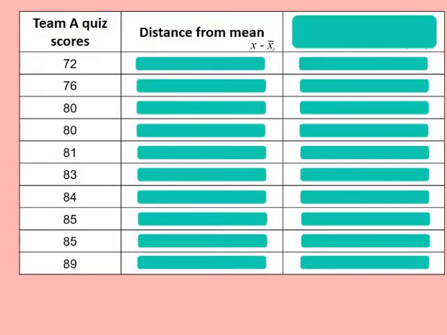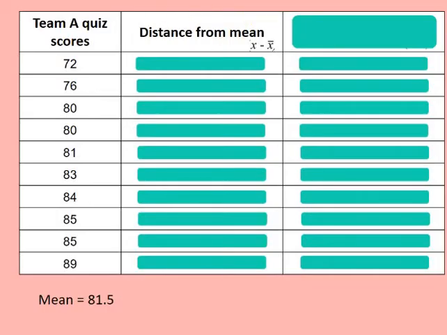To calculate a mean, you would add all of these numbers up, so 72 plus 76 plus 80, and so on and so forth, and divide that sum by the number of data points you have, which we've got 1, 2, 3, 4, 5, 6, 7, 8, 9, and 10. So whatever this number is added up, divided by 10, which for us is 81.5. So we know our mean.